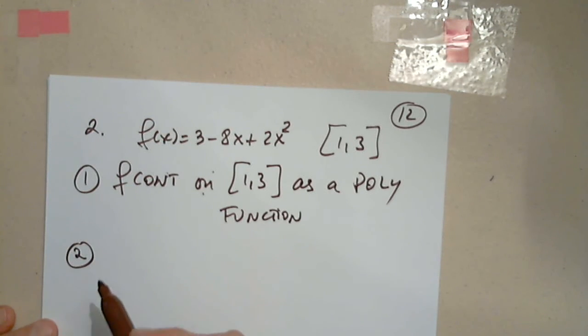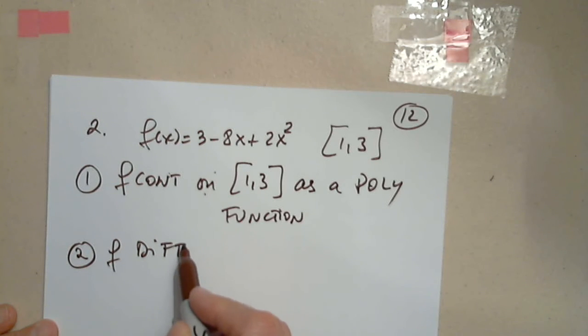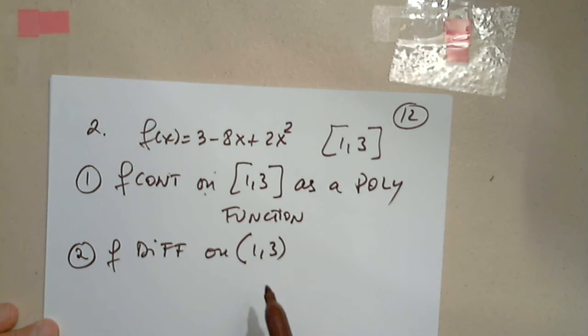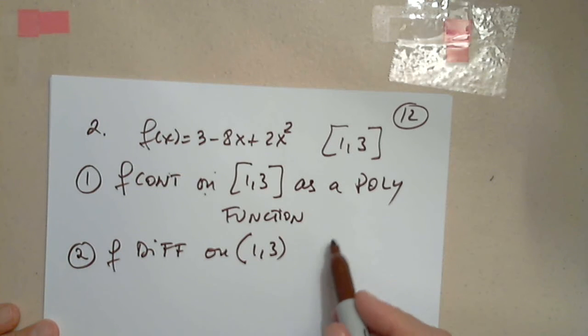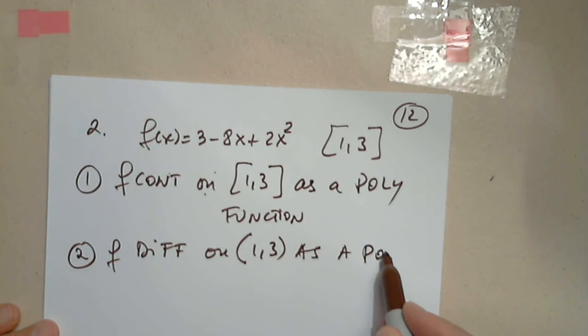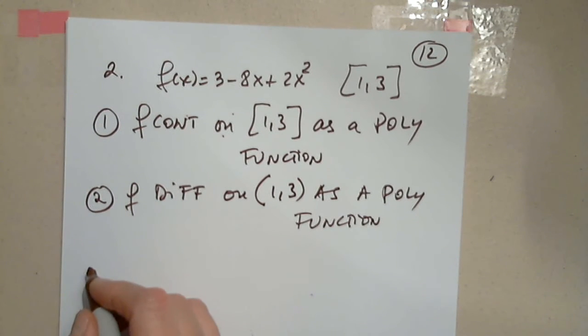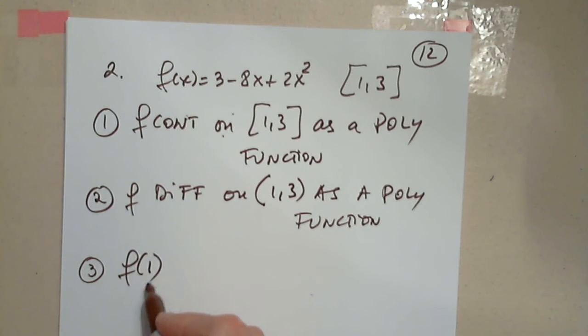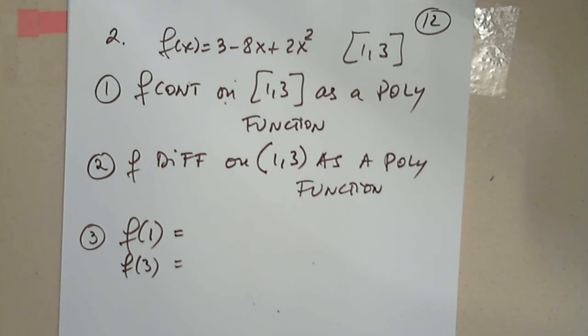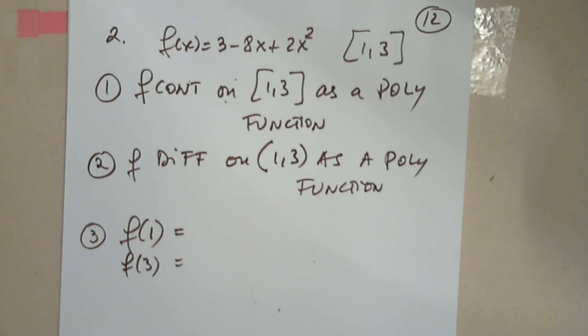In step number 2, I have to say that it's differentiable on at least the open interval 1, 3. Of course it is, for the same reason. The polynomial function is continuous and differentiable everywhere. In step number 3, I have to find f of 1 and f of 3. If they happen to be equal, then Rolle's theorem is applicable. If these two are not equal, Rolle's theorem is not applicable.